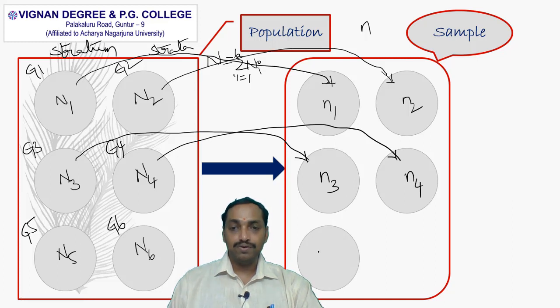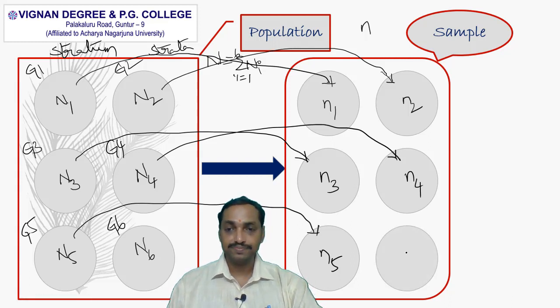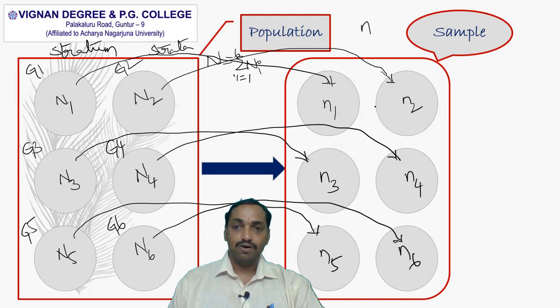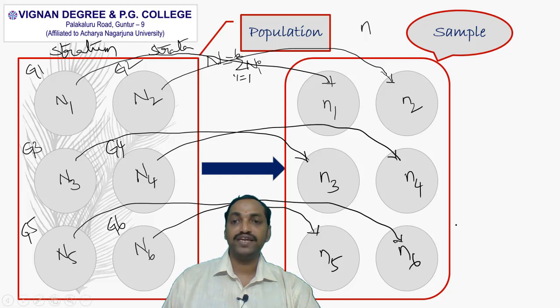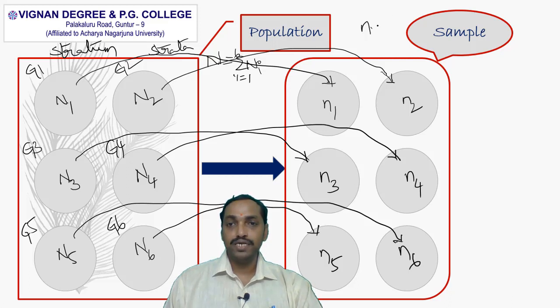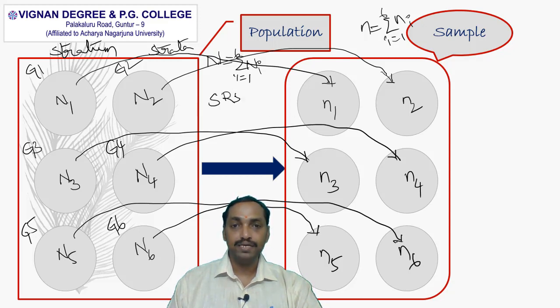Similarly, group 5 and group 6. So all these subgroups in the sample comprise the required total sample, so that small n is equal to summation i equals 1 to 6 of small ni. And all these samples have been drawn from each subgroup by using simple random sampling without replacement.